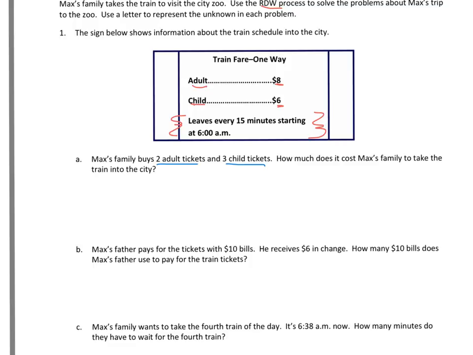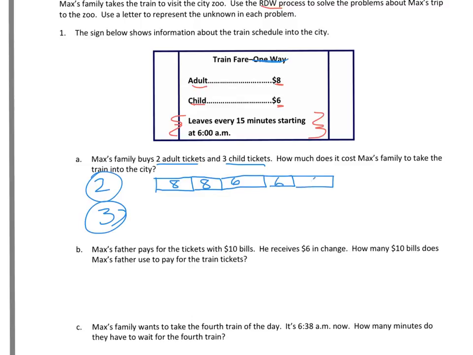So we're only going into the city. I see that I have 2 adult tickets and 3 child tickets. And I know that one adult is $8. So if I have 2 adults, it's going to be another 8. And I'm going to add this whole thing right in here. So now I need the child tickets, and I need 3 of them. I have 6, 6, 6. And I know that they're not drawn very nicely, but there's my tape diagram.